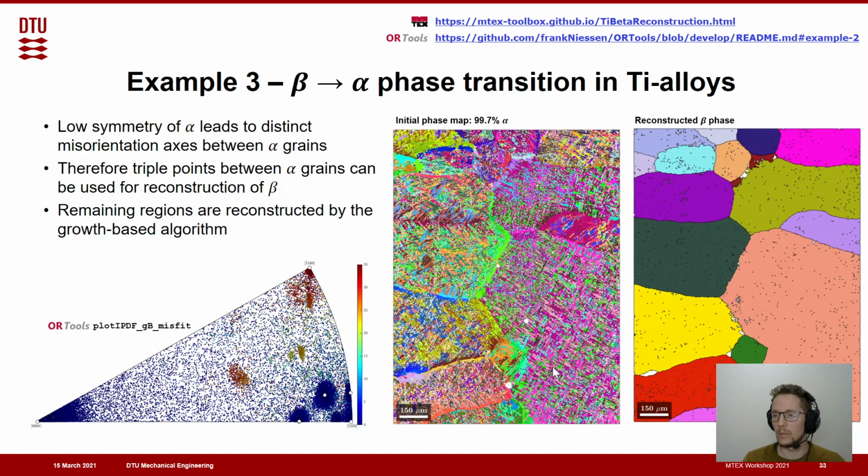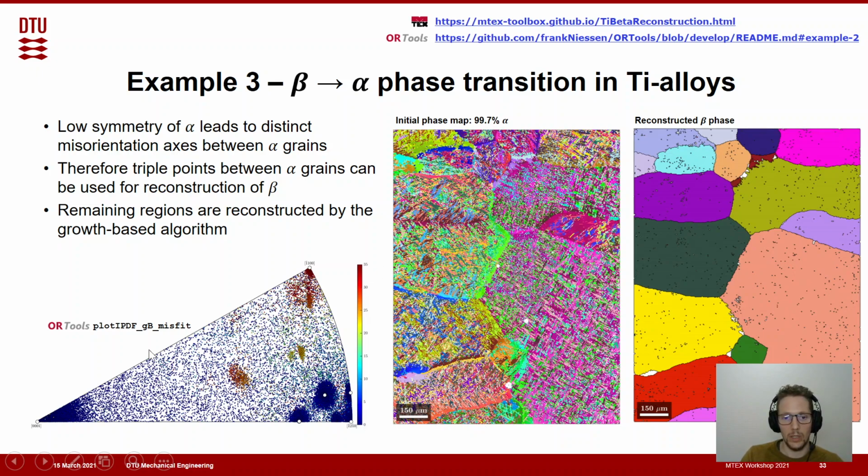So then the second example on the MTEX homepage, and this is also the second example in the ORTools examples here, showcases the phase transition from beta to alpha titanium. So we have this initial phase map where we have almost only alpha phase, so 99.7%, and a tiny bit of retained beta phase. And we can then use something that's called a triple point reconstruction, where we actually look for triple points between alpha.